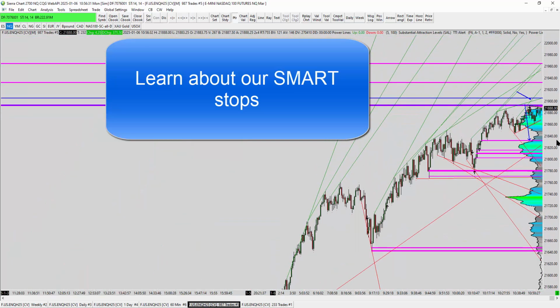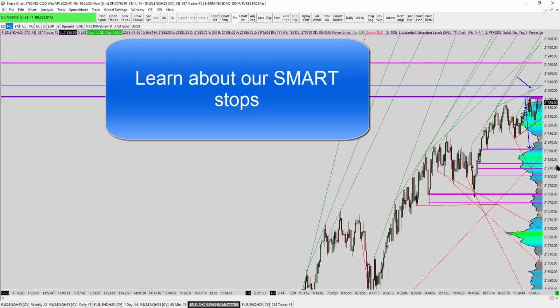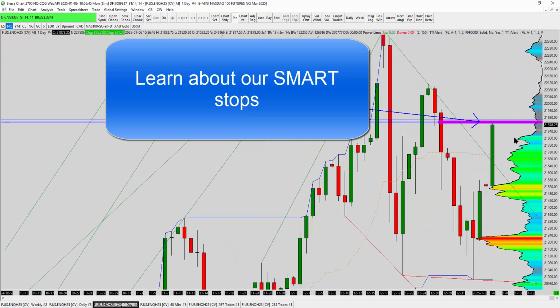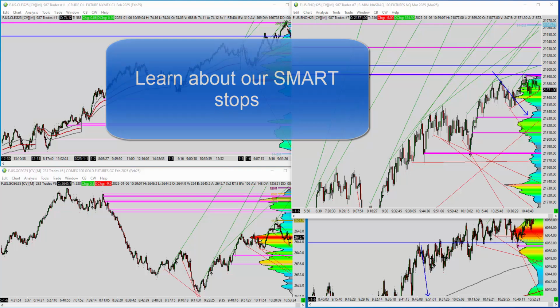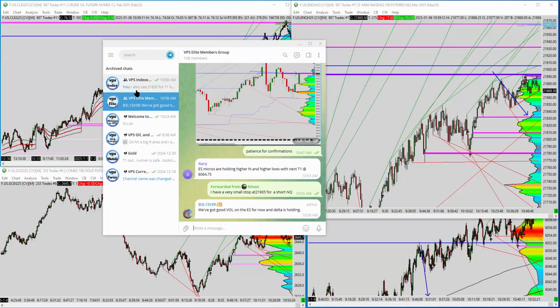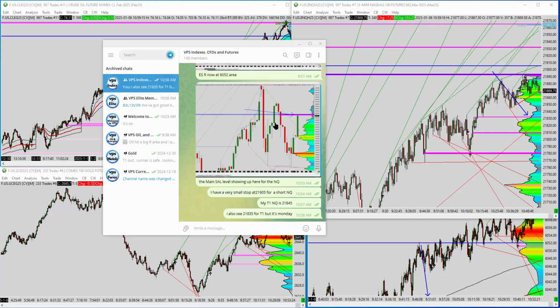So let's see how this level will behave. It's really blocking the price from going through it, but if it goes through it, it might hit the price easily. That's why you have to have a stop loss when trading. It is very important to have a stop loss. It's blocking it, you see. By the way, I did post this trade on my indices channel here.